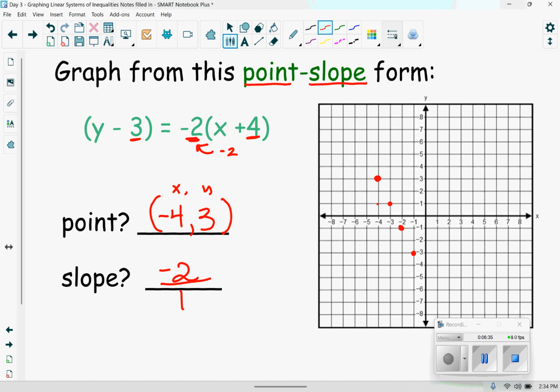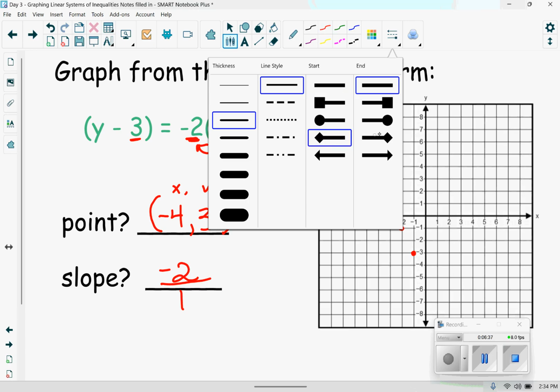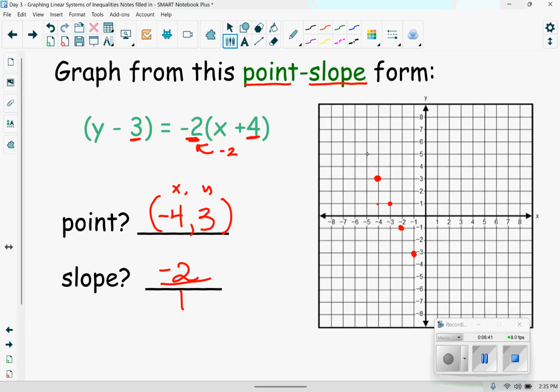So there we've got my line, and it will connect all those points. It'd be better if I had a ruler. So yeah, there's my line. Okay, so we did y equals mx plus b and how to graph from there. We graphed from standard form, and now we've graphed from point-slope form.